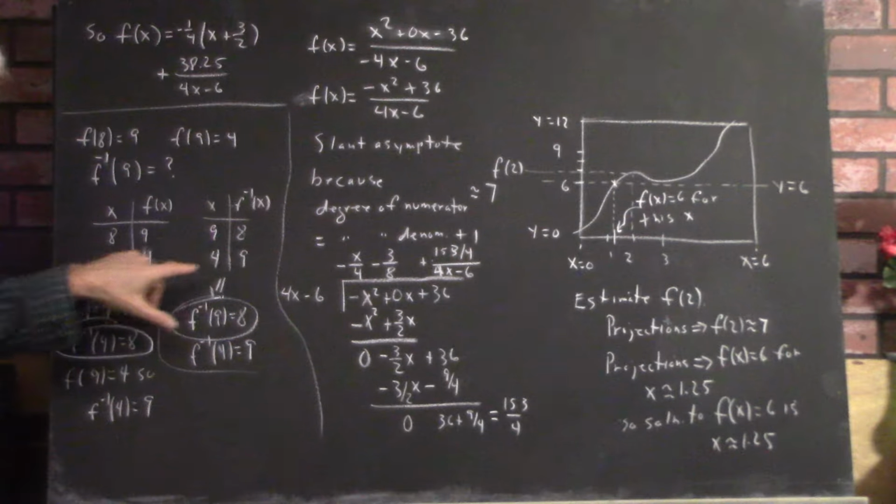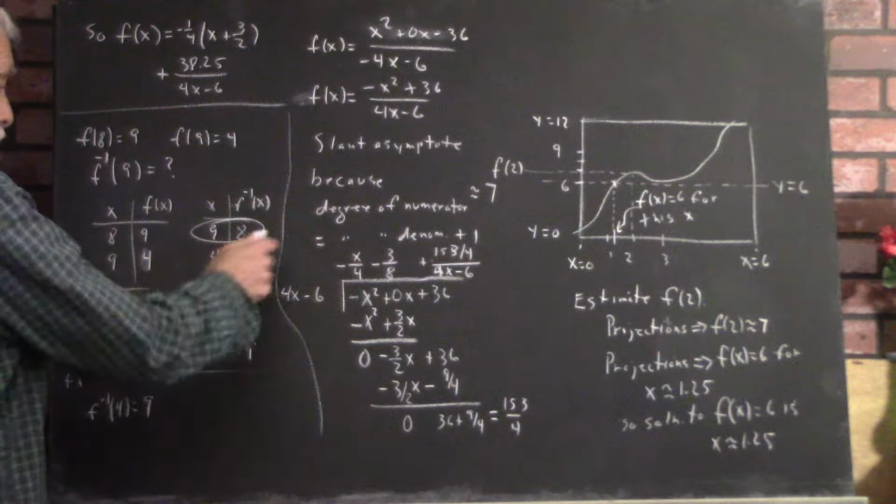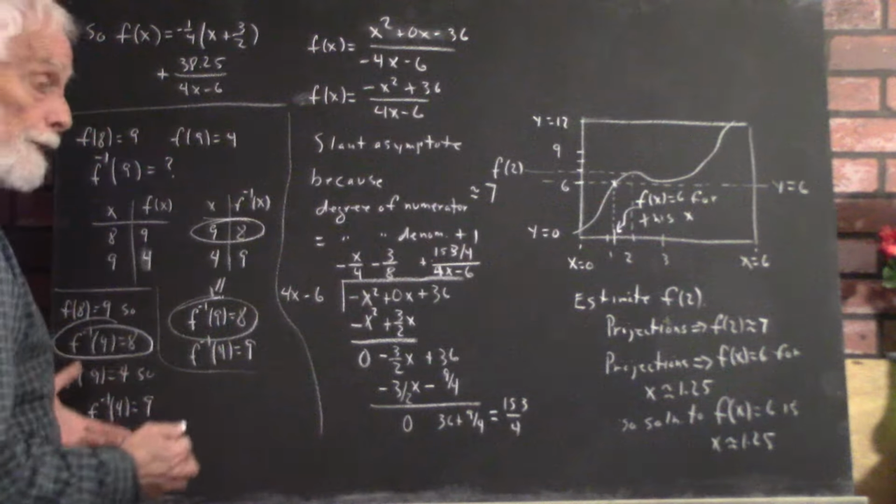So we know that f inverse just reverses the columns here, and we end up with 9, 8 instead of 8, 9, and 4, 9 instead of 9, 4. And this tells us that f inverse of 9 equals 8, and also f inverse of 4 equals 9. Now, we can write all this down. We see that f inverse of 9 equals 8, f inverse of 4 equals 9. And then we can simply note that this row of this table tells us this, which is our answer.